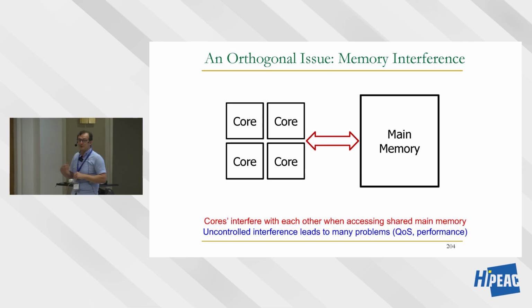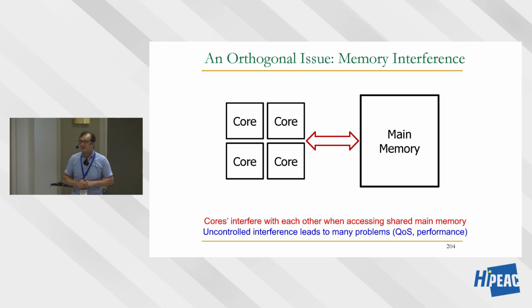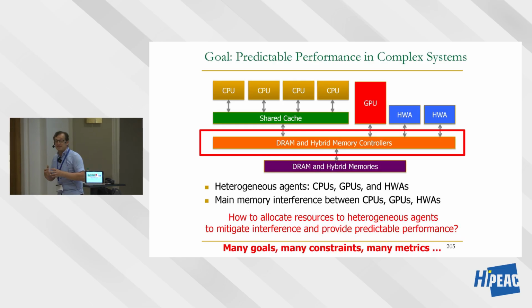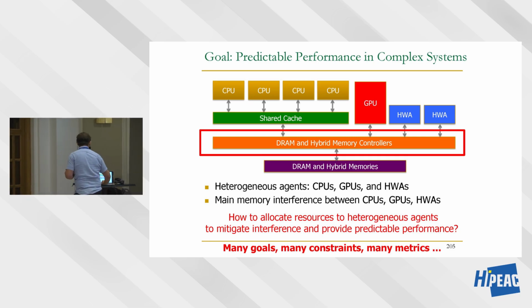And if you don't control this interference carefully, this leads to many problems like quality of service, performance, predictability. One core can deny service to another core, for example. And this is a major issue. That's why people design memory controllers in very careful ways, although there's a lot more to do in this area. So I don't want to go into a lot of detail into the solutions, but this problem is getting much worse because our systems are becoming more complicated.